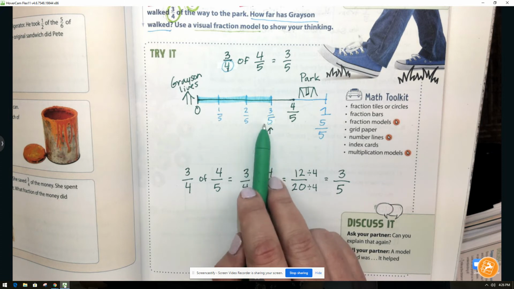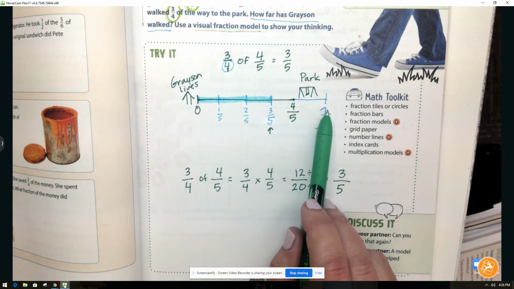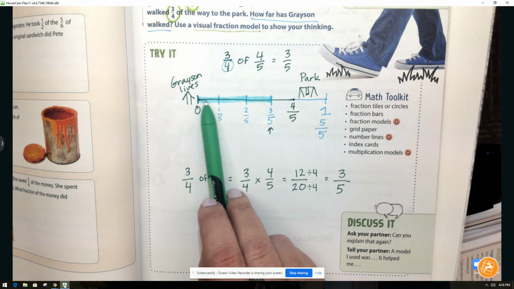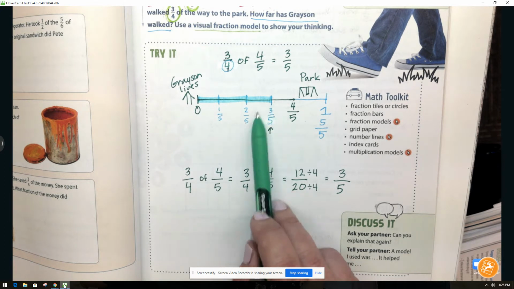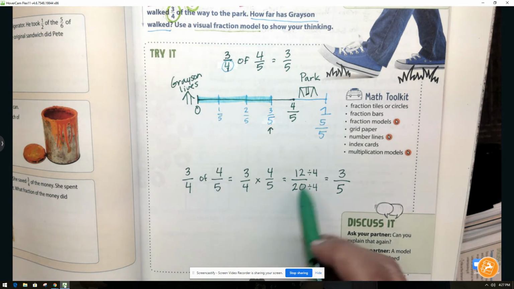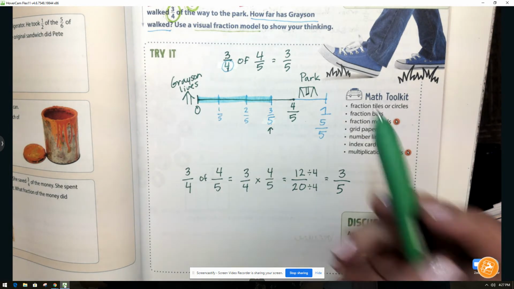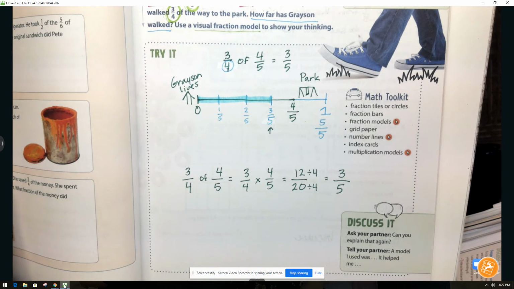So now you can see that we were right up here in our picture with the number line that we drew. We showed 3/4 of 4/5, and we got an answer of 3/5, which is our answer down below. Now, some of you, your best method is going to be just simply doing the equation, and some of you might like to draw the picture. In this case, it asked us to draw the picture, so that's why we went with that option.